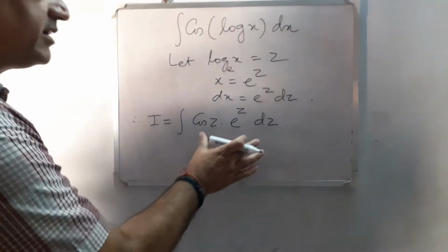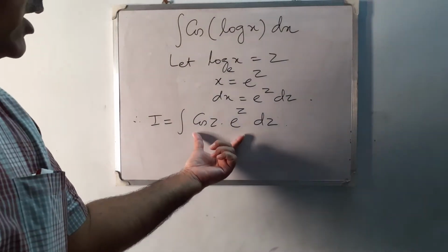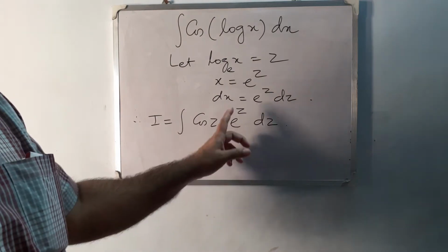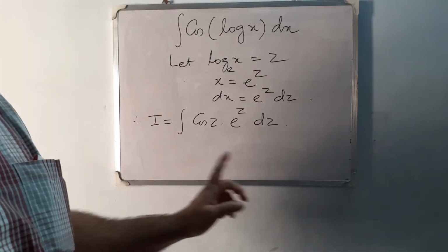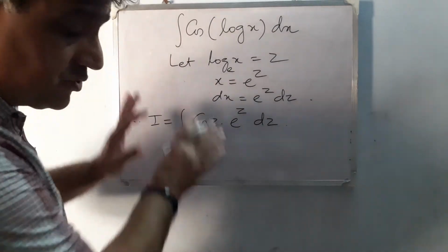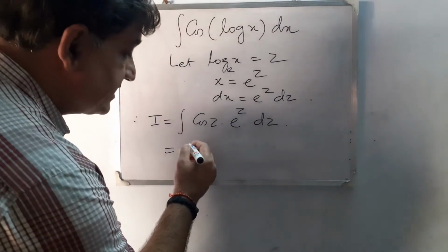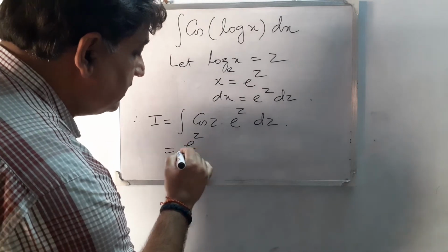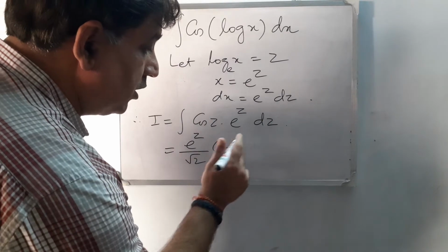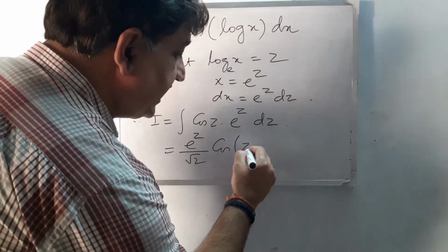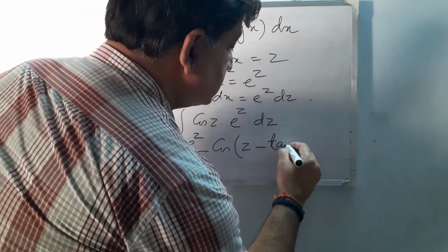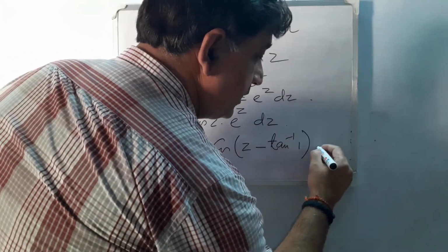Now you are able to understand that it is of the form e power ax cos bx dx. Here a is equal to 1, b is equal to 1. So you can write the answer directly, but not in HS. For HS you have to perform it. I am writing the answer directly here, that is e power z by root 2, then cos bx minus tan inverse b by a, plus c.